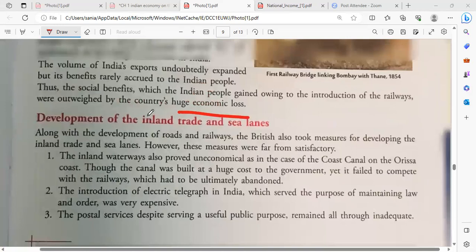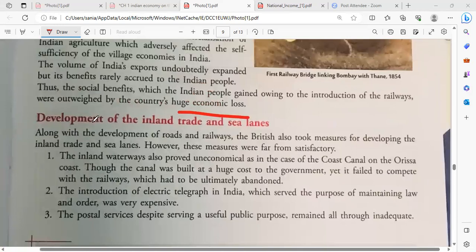Okay. Now the last part, development of inland trade, and this is the next thing which they did. Along with the development of roads and railways, the British also developed a few other things like trade. However, these measures were far from satisfactory. First of all, inland waterways also proved uneconomical, and in the case of the Coast Canal on the Orissa coast, though the canal was built at a huge cost to the government, it failed to compete with the railway.